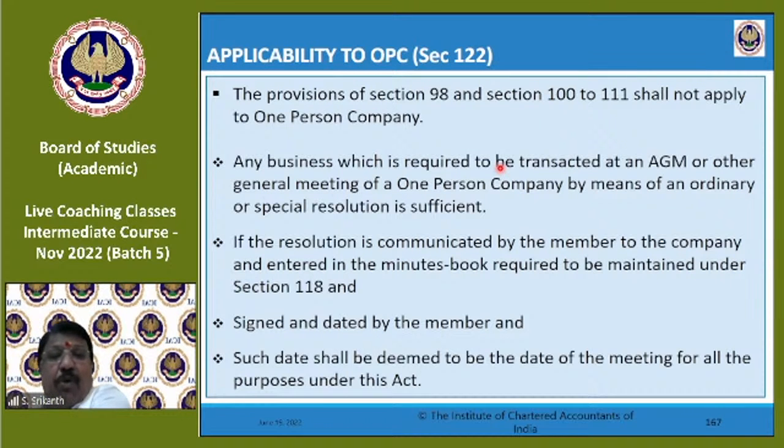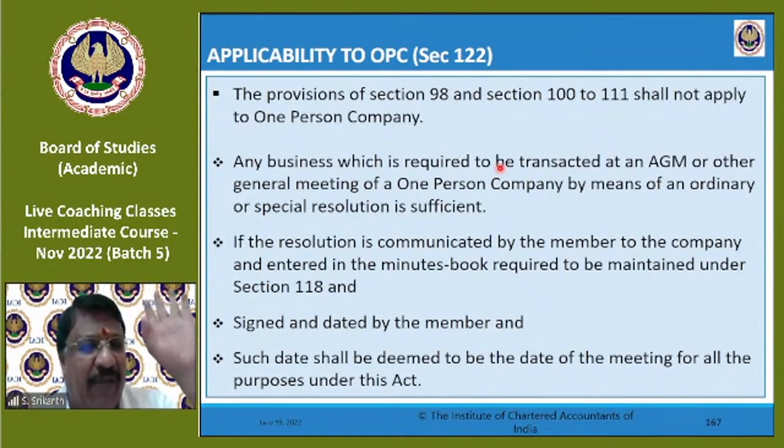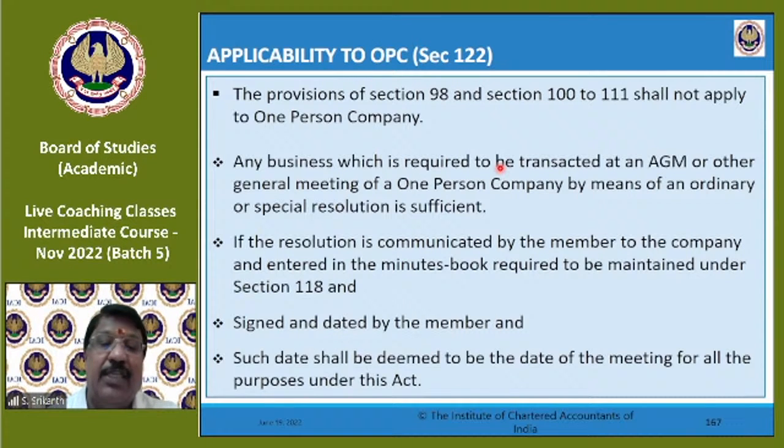The resolution is communicated by the member to the company and entered in the minutes book required to be maintained. So what happens is, it's simply an affidavit. Ideally the one person should sign an affidavit: I, the so-and-so one-person company, so-and-so, have resolved as follows: 1, 2, 3, and it should be communicated to the company, entered in the register. It should be signed and dated by the member, and such date shall be deemed to be the date of the meeting. Ideally, I would say do it as an affidavit, a declaration in legal form, on 20 rupees stamp paper, and get it notarized also. So tomorrow there is no problem.